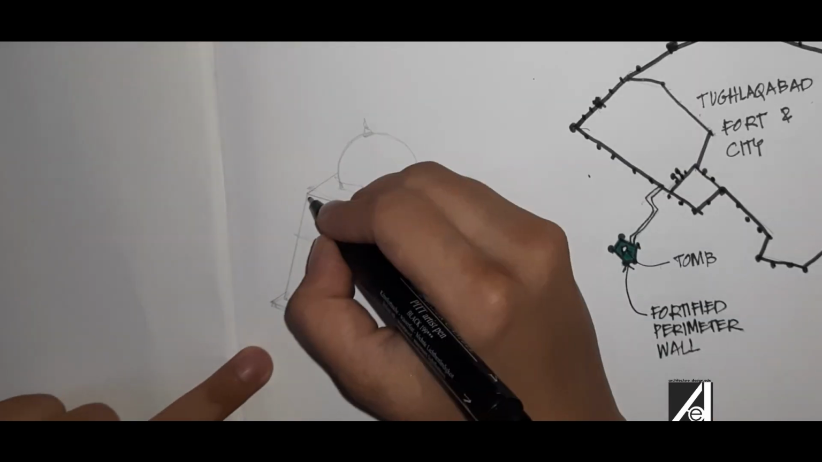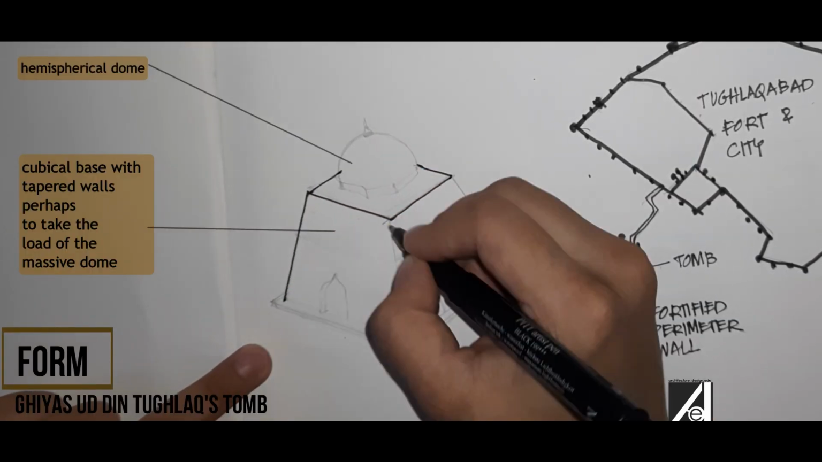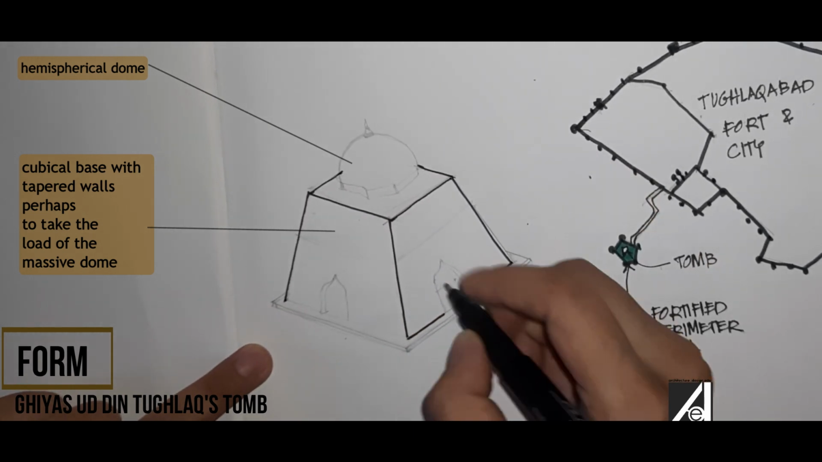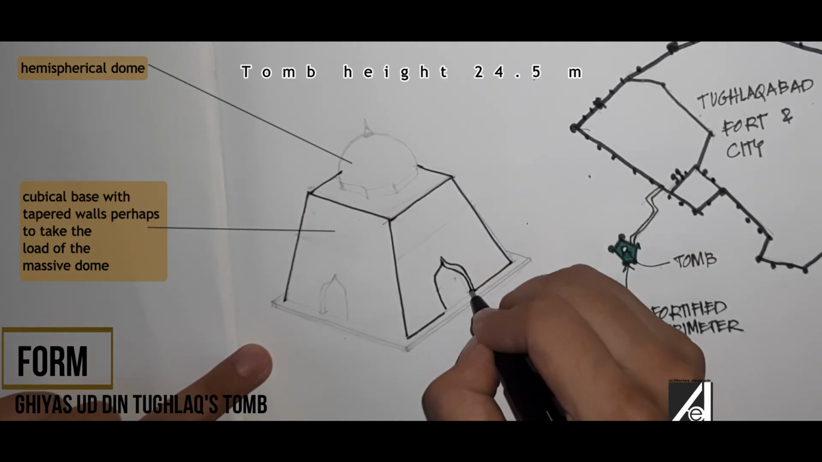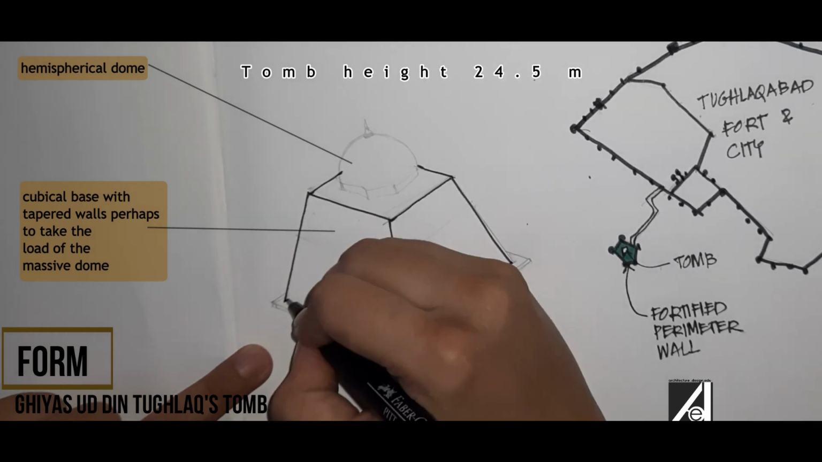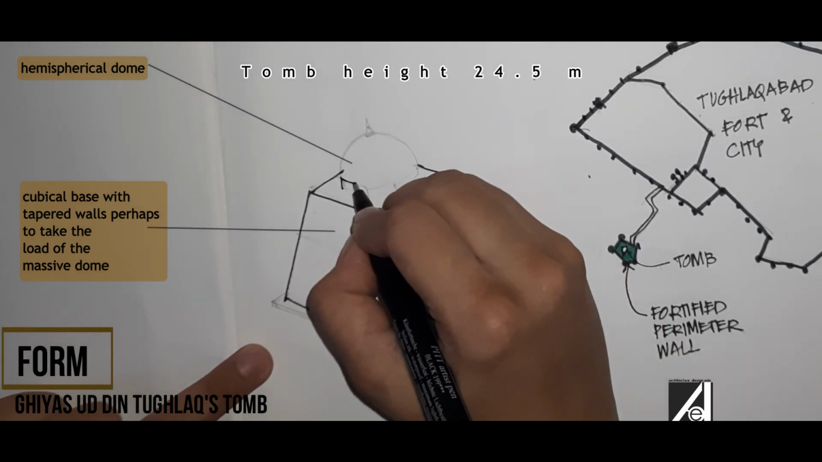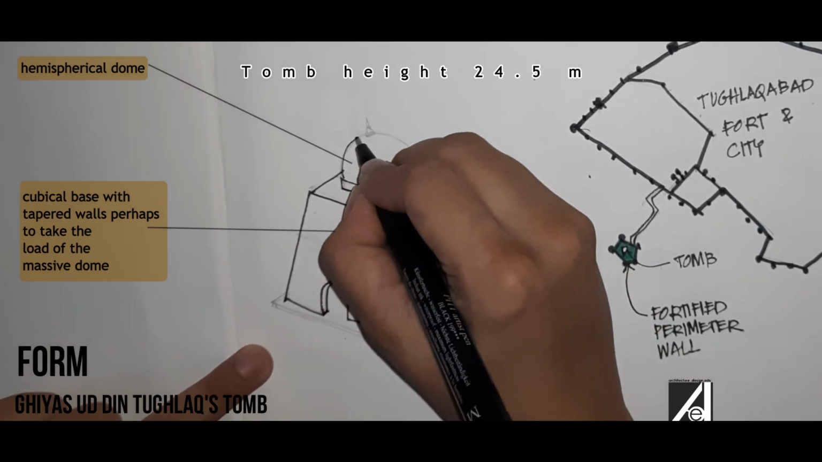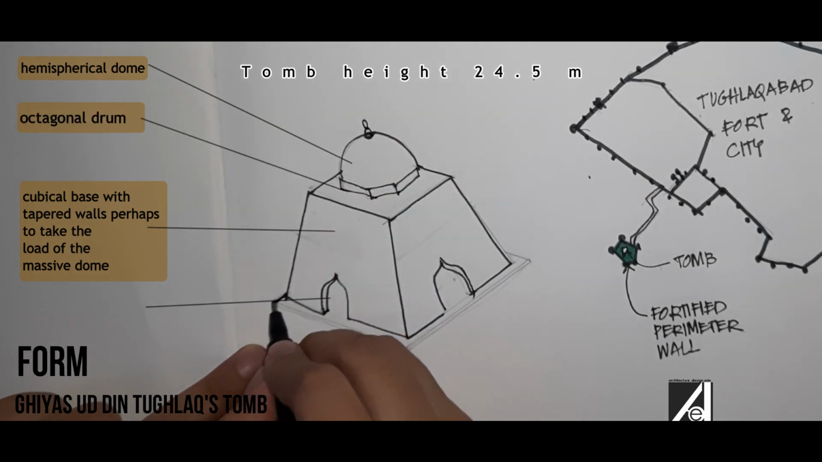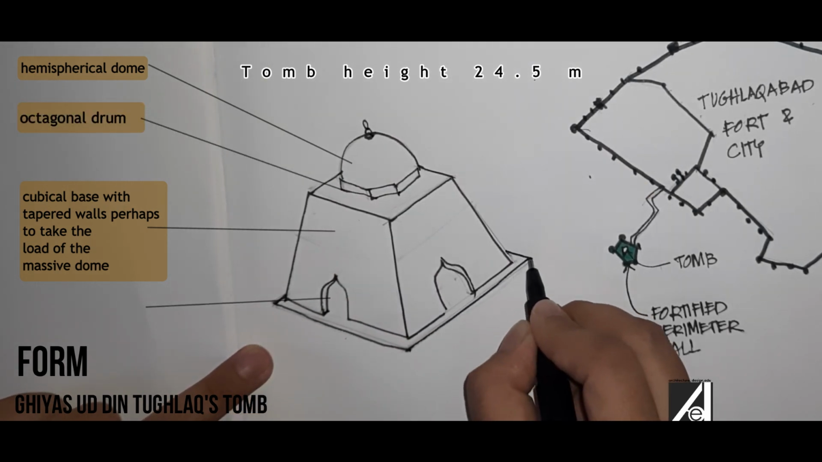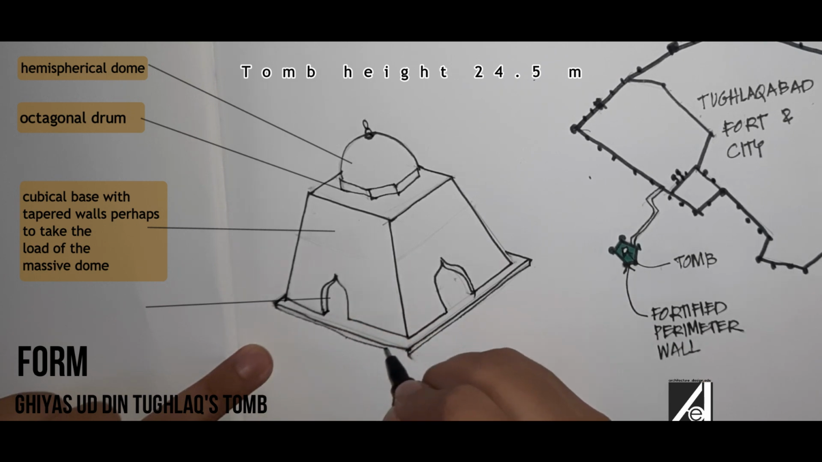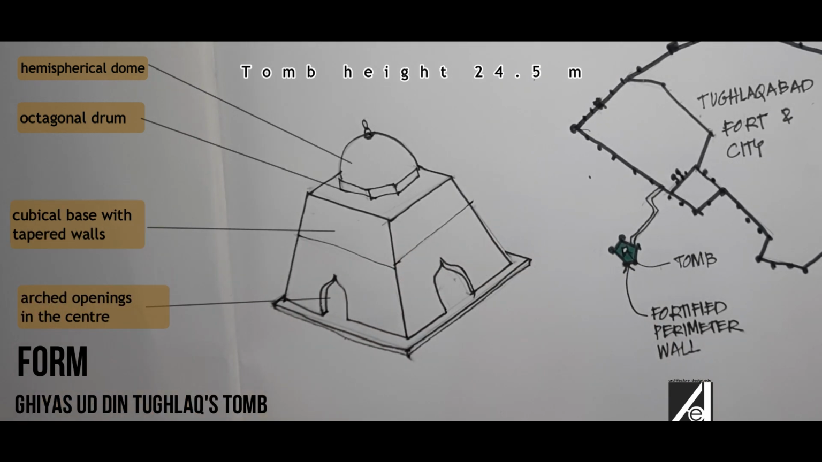The cubical base has a tapered wall and this cubical base is topped by a hemispherical dome. The diameter of the dome from outside is 13.4 meters and from inside it is 10.4 meters, and this hemispherical dome is placed on an octagonal drum. The tomb height becomes 24.5 meters, and this cubical base is punctuated by arched openings.